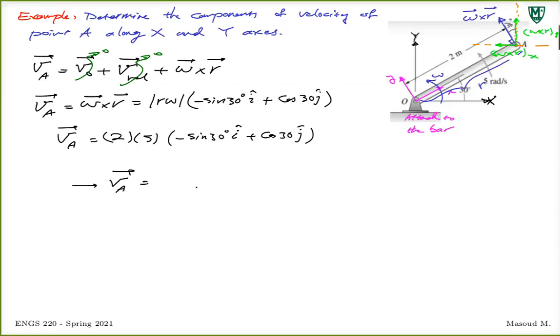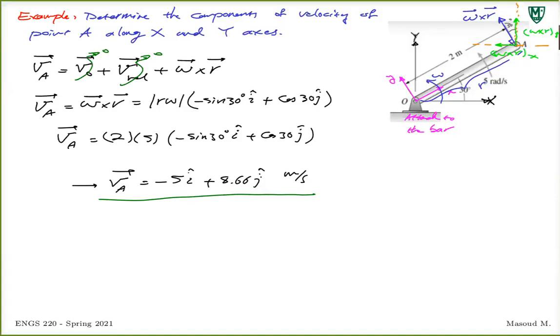It's 10 times sine 30, which is half, so minus 5I plus 10 times cosine 30, which is square root of 3 over 2, it becomes 8.66 J meter per second. You could have easily done this with axis about the fixed rotation, but you get the same thing.